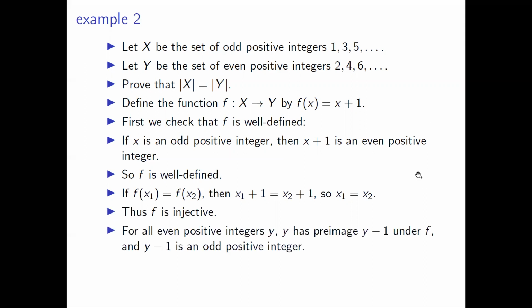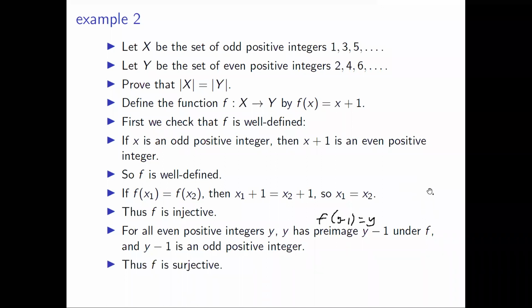And we can prove surjectivity. We can take an element of the set big Y. This is just an even positive integer. We'll call it little y. And we can see that y has this preimage, y minus 1, under the function f. So in other words, we're saying here that f of y minus 1 equals y. And that's clear because f of x equals x plus 1. And y minus 1 is an odd positive integer, since y is an even positive integer. So that means that y minus 1 is an element of the set X. And that means our function is surjective.